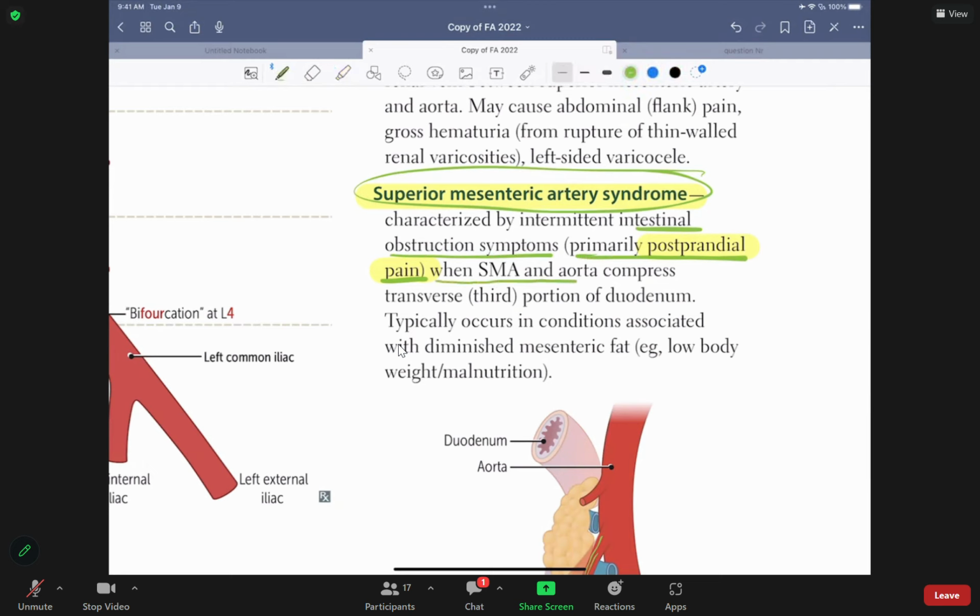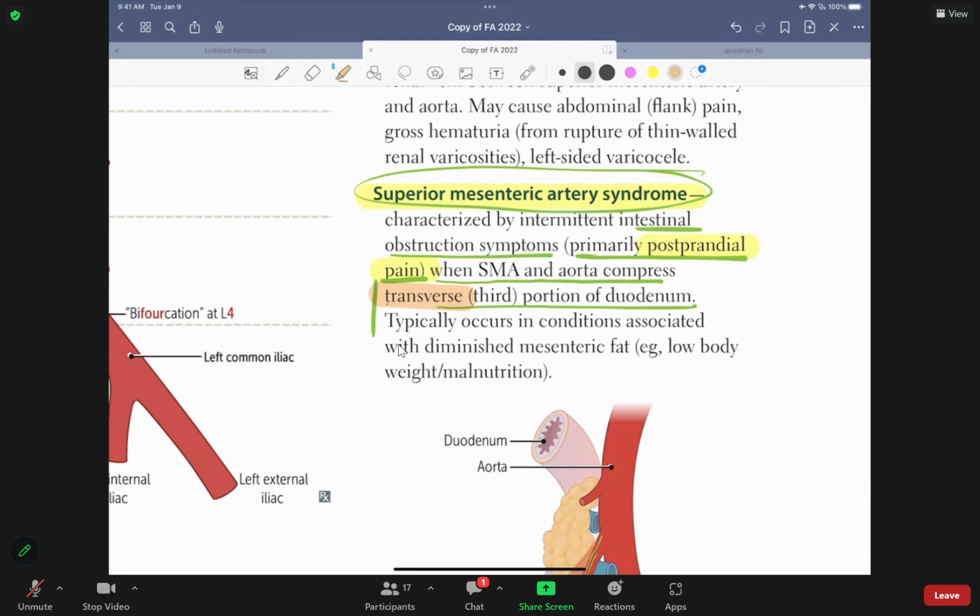The SMA and aorta compress the third portion of the duodenum. The next thing you need to know, they added now. There was a question on NBME. They didn't ask what superior mesenteric artery syndrome is. They asked what part of the duodenum is exactly compressed. You see that? It's the third portion. The third portion has a special name. We call that the transverse portion. Okay, so you need to know that.